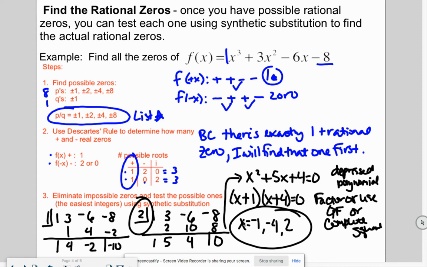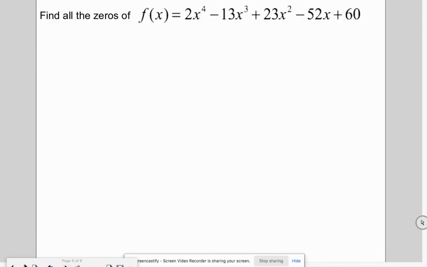All right. This next one is pretty good. So, and then we'll end. We have 2 more examples. So I have one with you, and then you'll do a your turn. So this one's kind of lengthy because it's a 4th degree polynomial function. So there's going to be 4 roots. 60 is your p, 2 is your q.